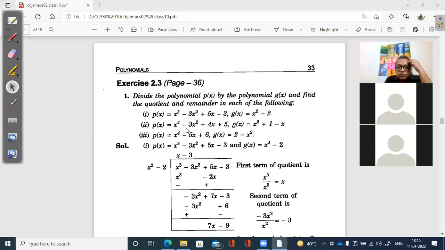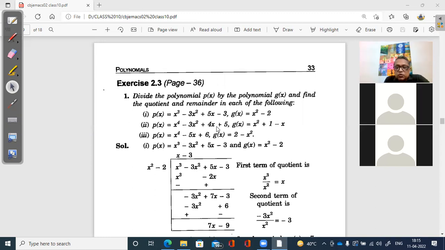Okay, see the second part now. This is x to the power 4 minus 3x square plus 4x plus 5. You are dividing by x square plus 1 minus x. Now, one thing that we have to understand is whenever we do a division, always make sure that it is in the standard form. What does standard form mean? The highest power will come first, then decreasing powers.